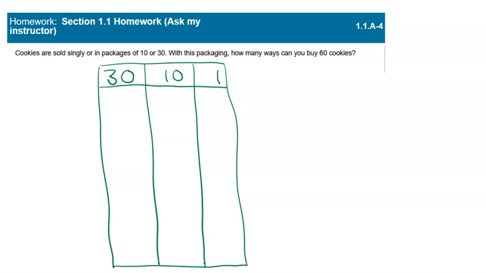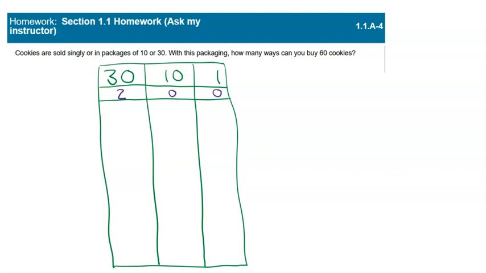So let's think about this. If I'm going to start with the 30. I always start with the most. Now, what's the most packages of 30 we can have to get to 60 cookies? Well, as you can imagine, we could do 2 packages of 30, which we wouldn't need any packages of 10, and we wouldn't need any packages of 1. You see how I'm rolling with this? Okay, so that's one option.